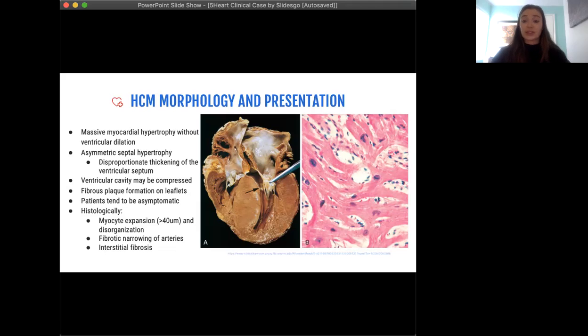Histologically, we can see extreme myocyte expansion up to greater than 40 micrometers, which are enlarged in this picture here. You can also see disorganization of the muscle cells as well. And there will be narrowing and fibrosis of the small intramural arteries, as well as interstitial fibrosis.